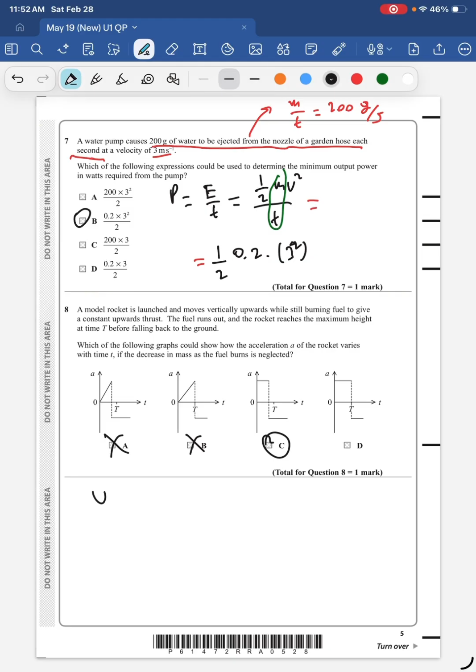Let me see what the mark scheme says. So D is not the correct answer as it has a small region of plus. Oh, wait, sorry, I'm reading the wrong problem. I want to read the mark scheme for this one because I'm a little bit unsure. So A and B are obviously wrong. For A, they say A is not the correct answer because the acceleration should be constant as there is a constant upwards thrust from the fuel. This is what we explained anyway, so that's correct. B is the same case. Then D is not the correct answer because the acceleration becomes negative as the fuel runs out and not at the maximum height.